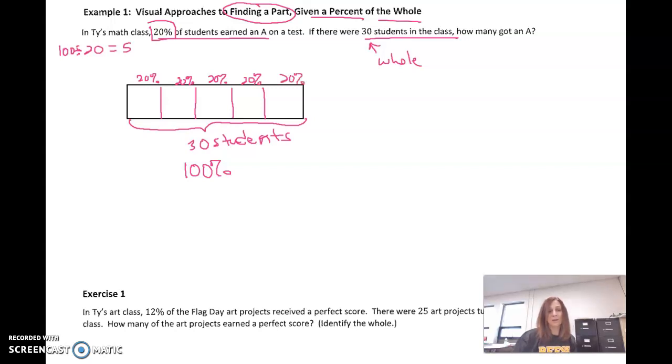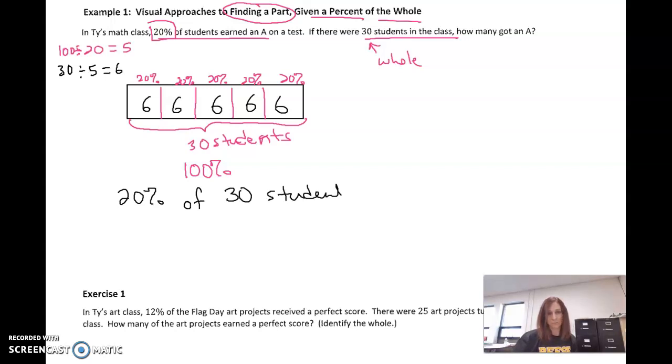then I want to figure out what number goes into each of these. Well, if we have 30 students, if I take 30 students and divide them up by 5, I get 6. That means there is 6 students for every 20%. So I want to know basically what is 20% of 30 students. And we basically have that right here, don't we? Okay. Now, 6 students. All right, so six students got an A.